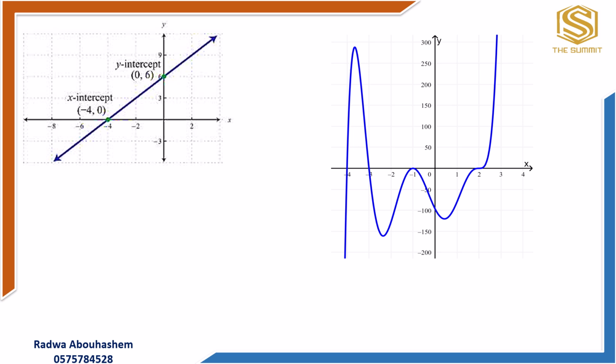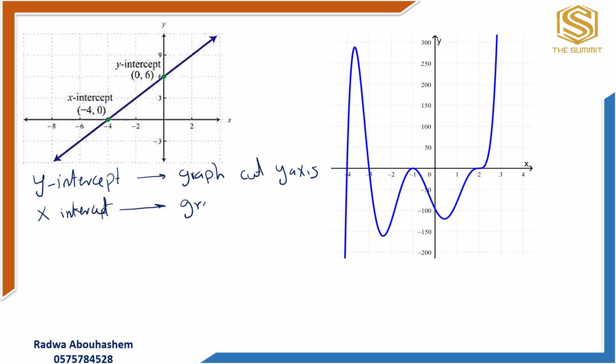Now, here's the x-intercept and the y-intercept. Y-intercept means where your graph cuts the y-axis. And x-intercept means where your graph cuts the x-axis. When I'm saying y-intercept, this means I have to put x equal to 0. When I say x-intercept, this means I have to put y equal to 0.